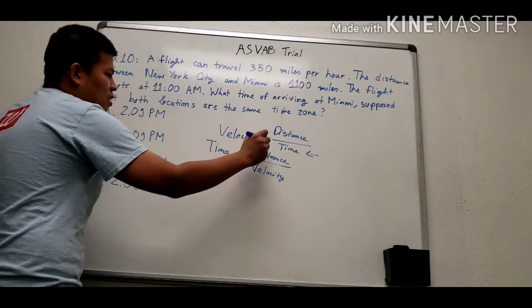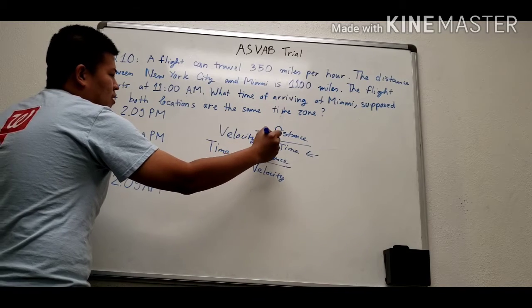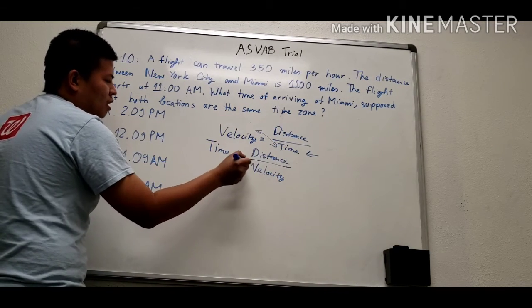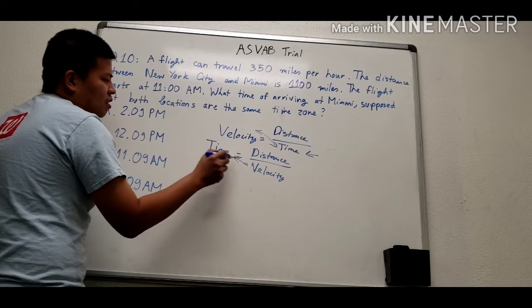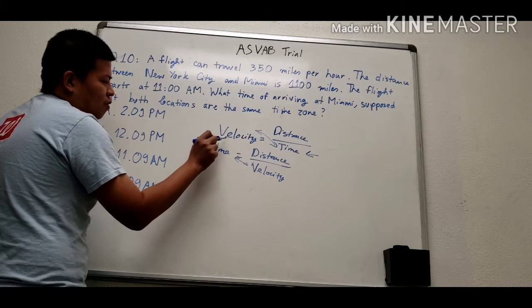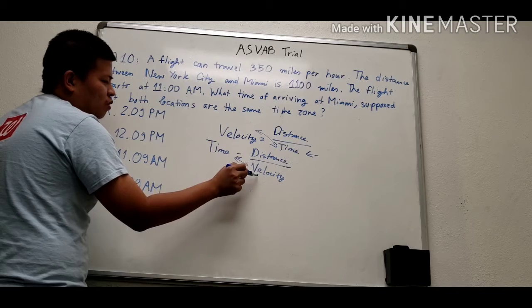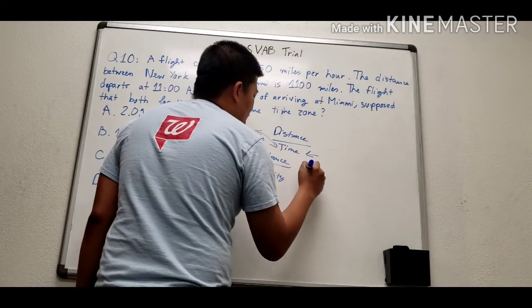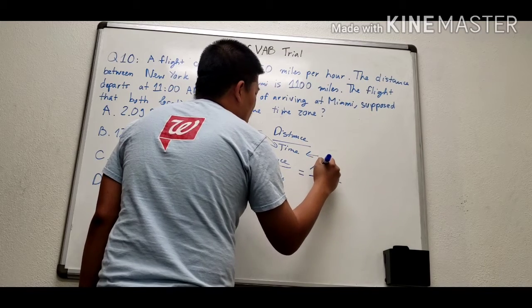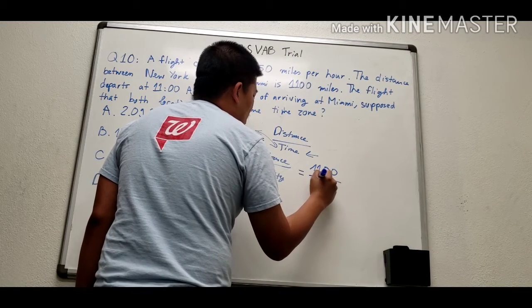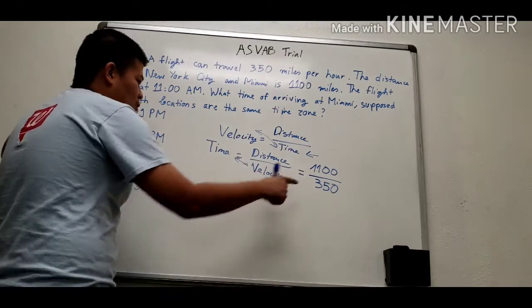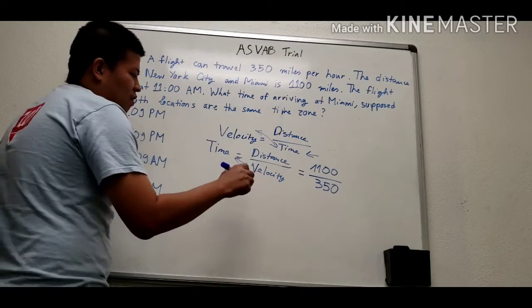If we just change the velocity and the time together in here, that's why the time changes to velocity, and velocity moves to the location of time. So now we have the distance, 1100, divided by 350. So let's do the division in here.